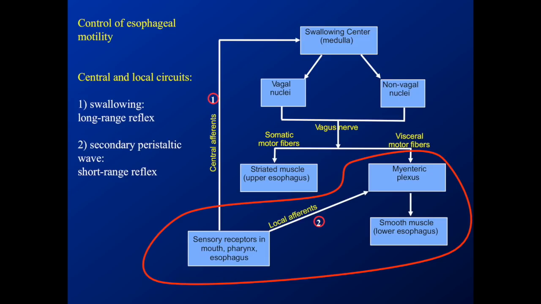And so the control of esophageal motility is both through long range and short range. The swallowing is a long range reflex that uses the swallowing center, and then the secondary peristaltic wave is a short range reflex. It is intrinsic to the GI tract.